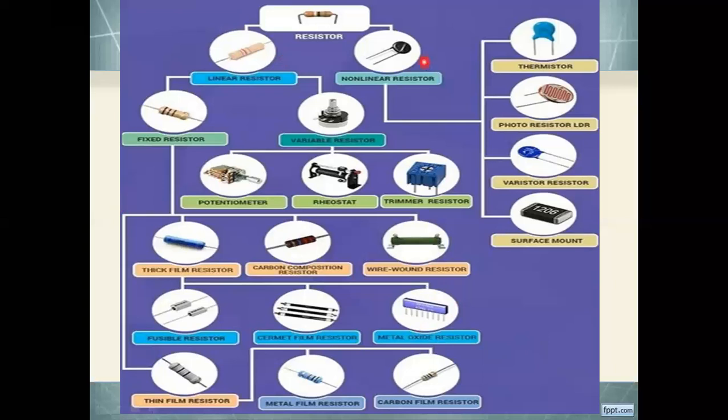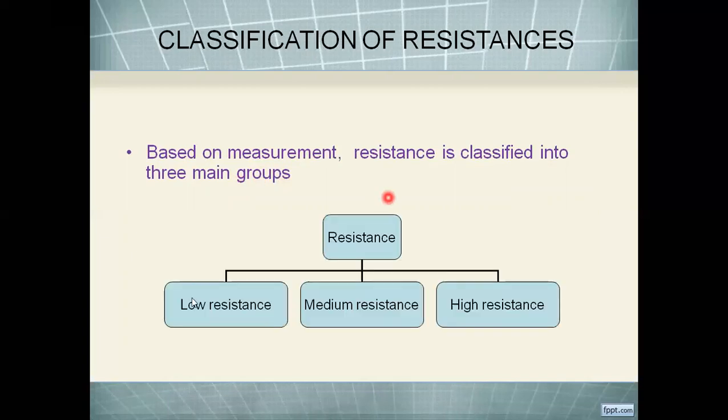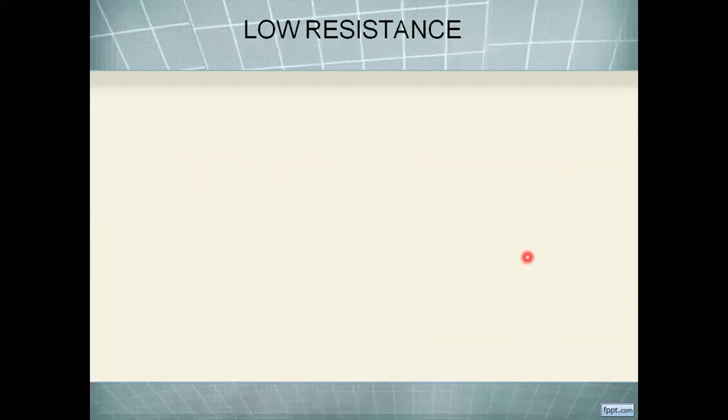This is just for revision and to grab your attention. You must have already seen all these things in your previous semester. Now, coming to the perception of measurement, we categorize resistors in this manner. Based on measurement, the resistance is classified into three main groups: low resistance, medium resistance, and high resistance. What type of resistance comes under low, what type comes under medium, and what type comes under high? Let us see that in our next slides.